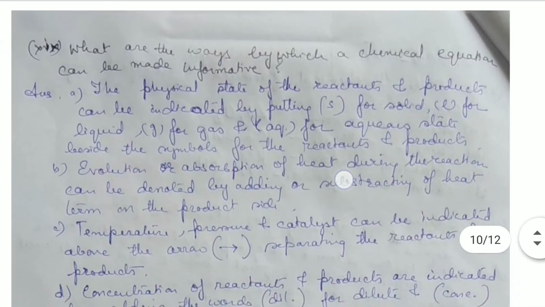Next, what are the ways by which a chemical equation can be made informative? How can you make the chemical equation more informative? First, the physical state of the reactants and the products can be indicated by putting small s for solid, small l for liquid, small g for gas, small aq for aqueous state, besides the symbols of the reactants and the products. For example, for aluminium Al, we write in the bracket small s. So that will indicate that aluminium is a solid.